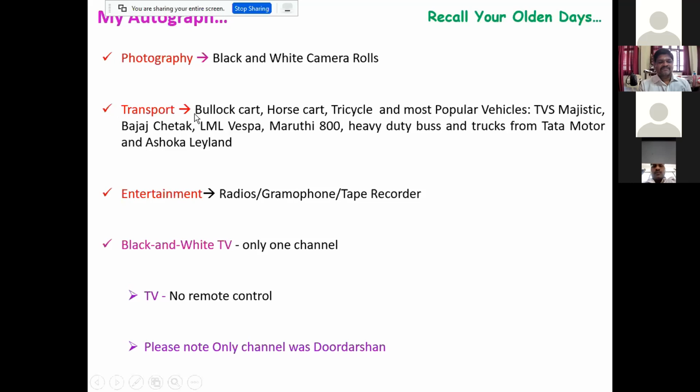Next you will see transport also. During my time, there were bullock carts, horse carts, bicycles, and the most popular vehicles, if you see, friends, two-wheelers: TVS Majestic, Bajaj Chetak, LML Vespa, Maruti 800. And heavy-duty buses and trucks were Tata Motors and Ashok Leyland. Now you will see the advancement in transport. Correct? But many of you have not traveled in some of these olden days vehicles. Now technology is changing rapidly, is what I want to tell you.